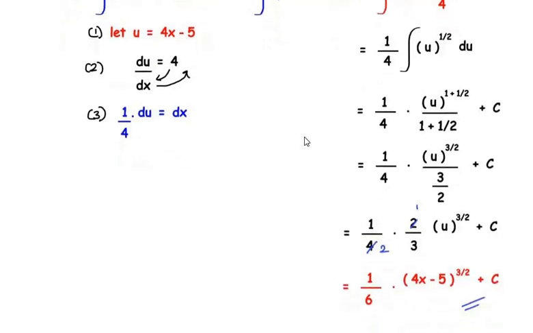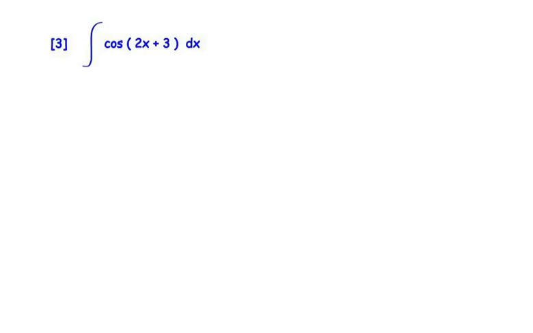Now let us move on to the third question. Integrate cos of 2x plus 3 dx. Now here 2x plus 3 is within the cos function and we can see that 2x plus 3 is of the form ax plus b. So here again we are going to use the substitution u is equal to ax plus b, giving us u is equal to 2x plus 3. So this is our step number 1.